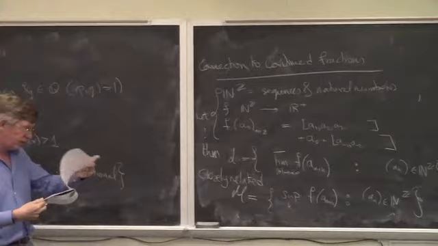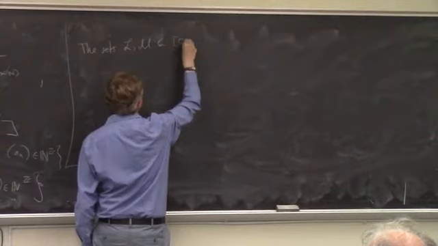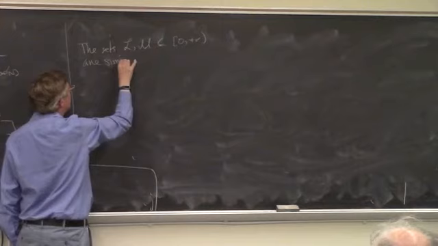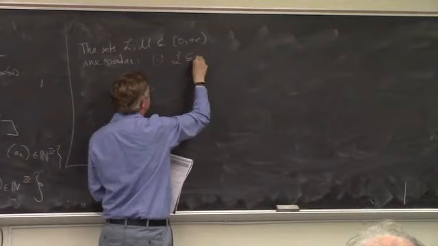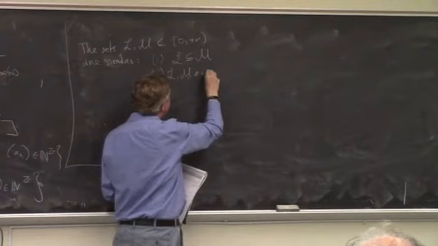Let me just make the following comment. The sets L and M, which are both subsets of the positive reals, are similar. What does that mean? Well, first of all, L is contained inside M, so one of those is contained inside the other. And in fact, they're identical on certain regions. So L and M agree.